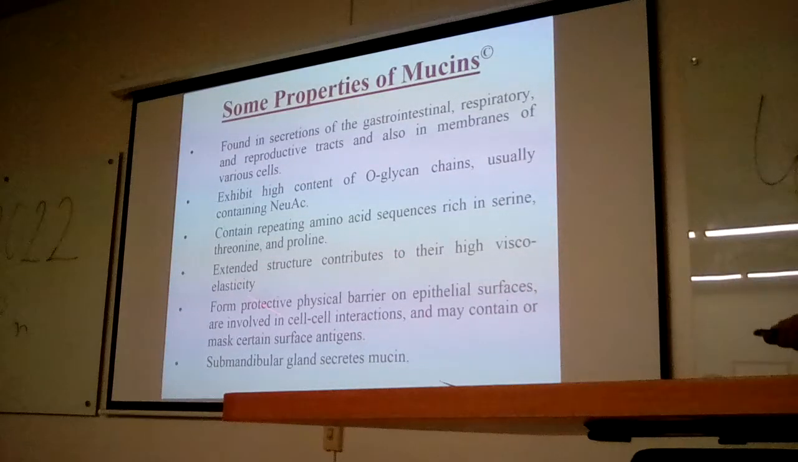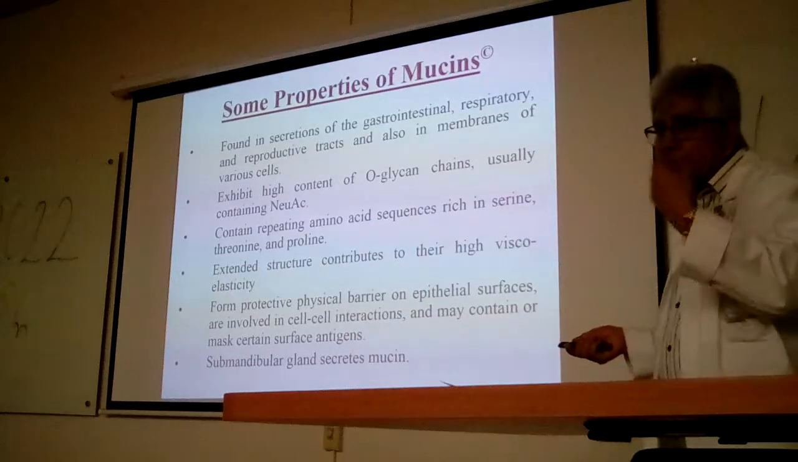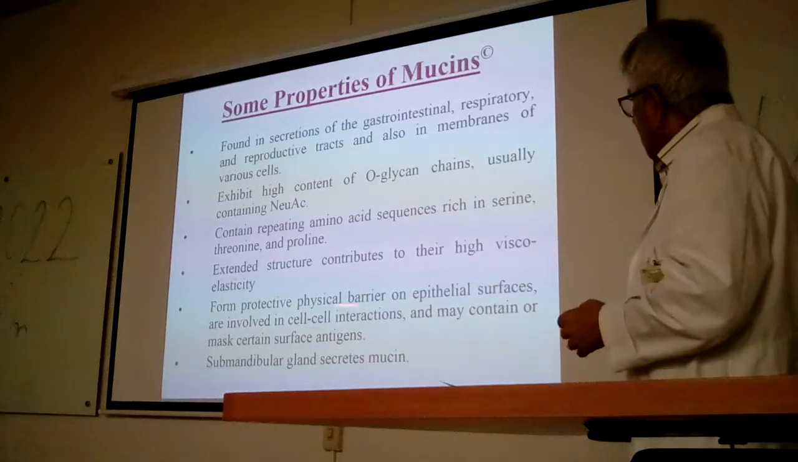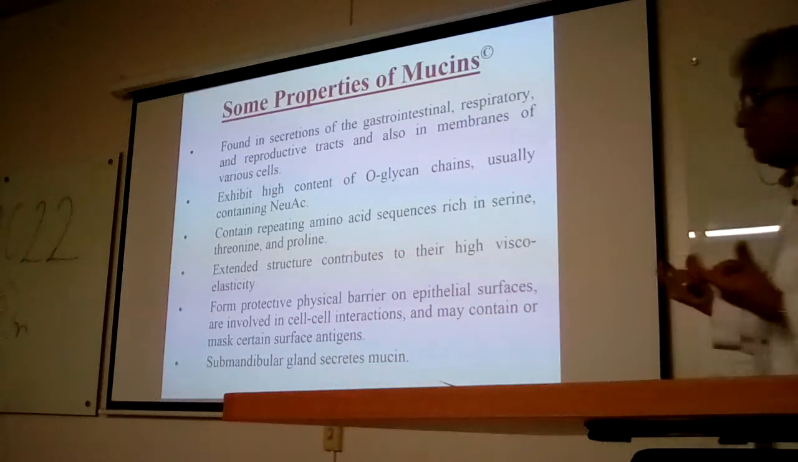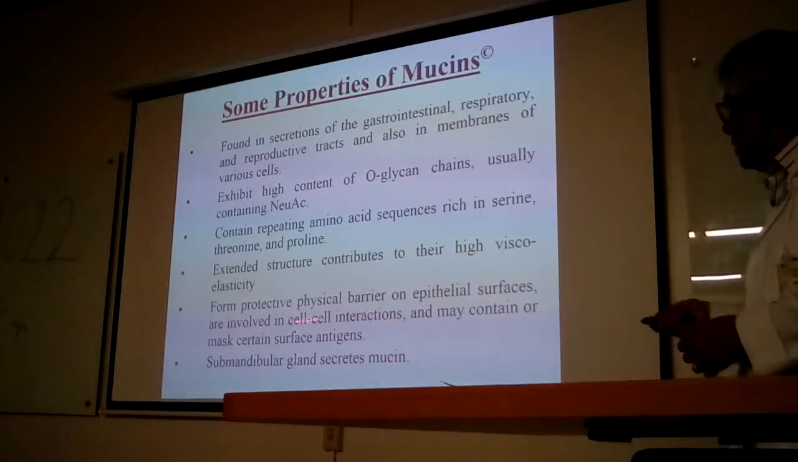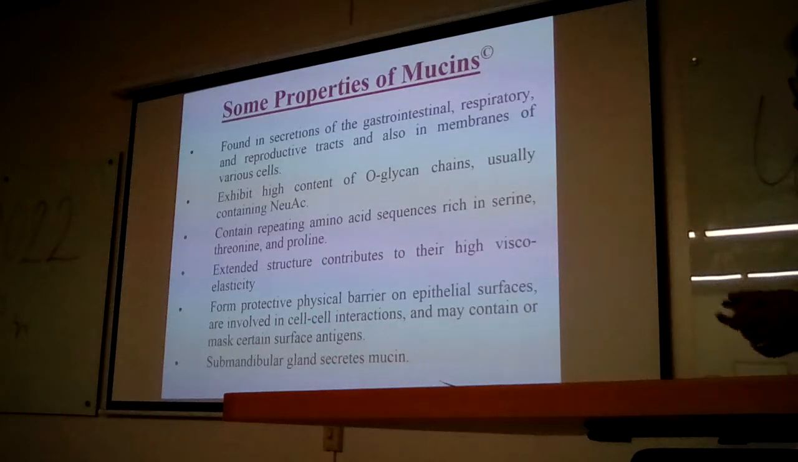That's why I keep giving more references to that, because this is not just simple sputum, there's something more in that. It also protects the physical barrier on the epithelial surfaces, because we have different cell types. It's involved in cell interactions, and they contain certain surface antigens. The submandibular gland actually secretes mostly the mucins. But the other gland, the parotid, has a little bit of mucin, but mostly glycoprotein.